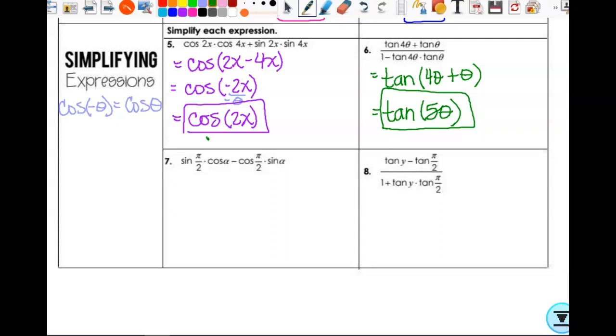All right, so let's look at number 7. Is 7 going to match sine or cosine? Sine. And is it the sum or difference? Difference. Does everybody understand how we're figuring that out by looking at those patterns up there? Okay. So that means that this gives me the sine of pi halves minus alpha.